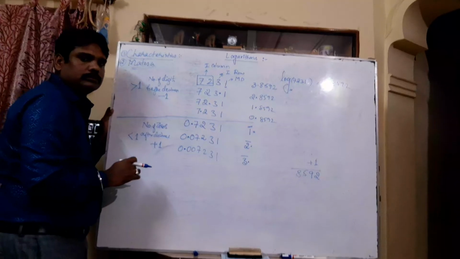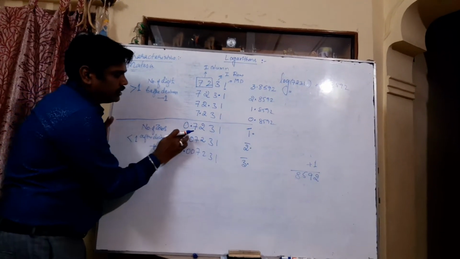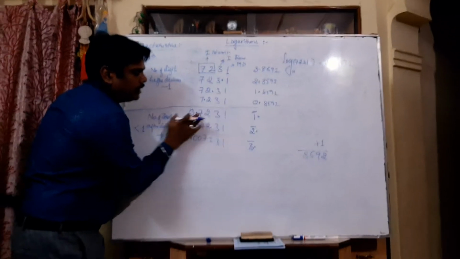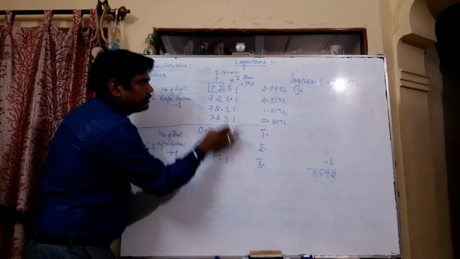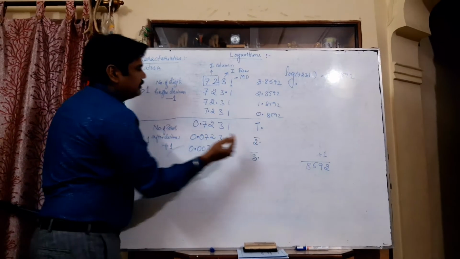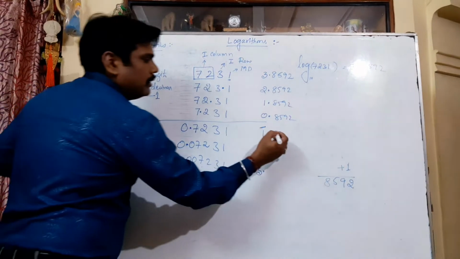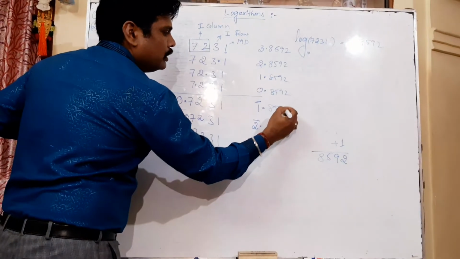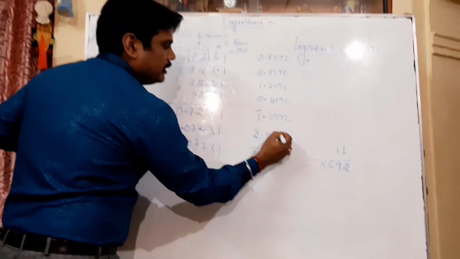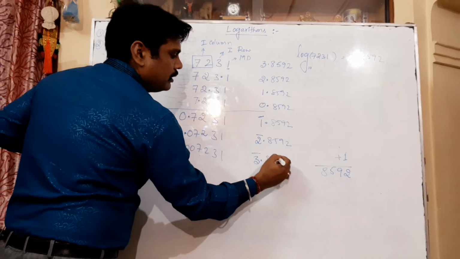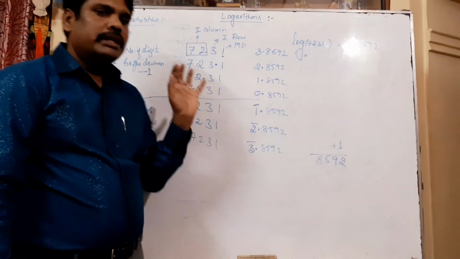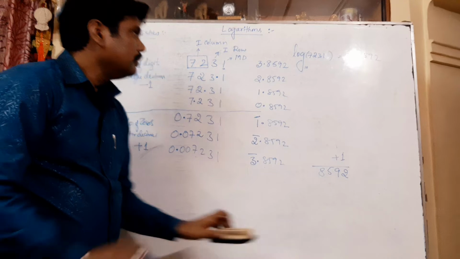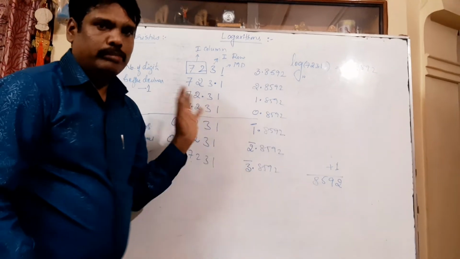See, while writing the mantissa for this number also we are ignoring this decimal position. So just count 7231. With 7231 you can follow the same procedure while writing the mantissa. You get the same thing, so 8592 only. Clear now? So this is how one can write the logarithmic value of any number.